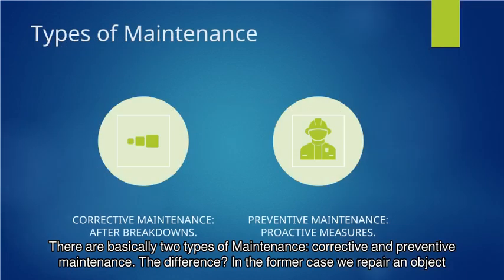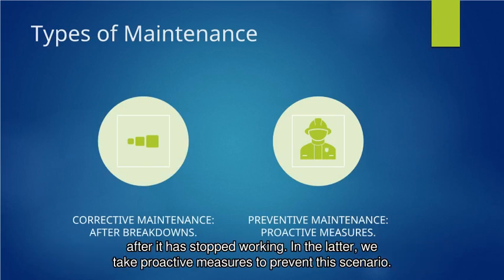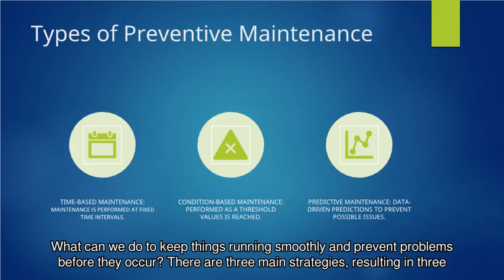There are basically two types of maintenance, corrective and preventive maintenance. The difference? In the former case, we repair an object after it has stopped working. In the latter, we take proactive measures to prevent this scenario. What can we do to keep things running smoothly and prevent problems before they occur?